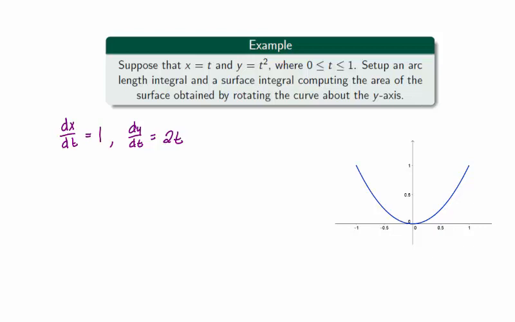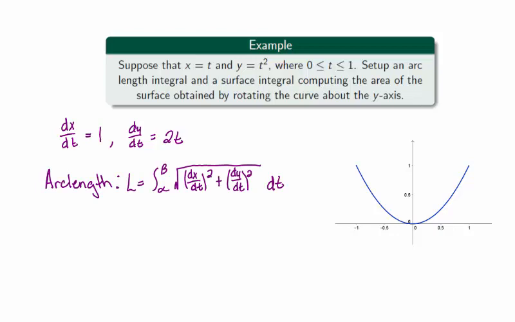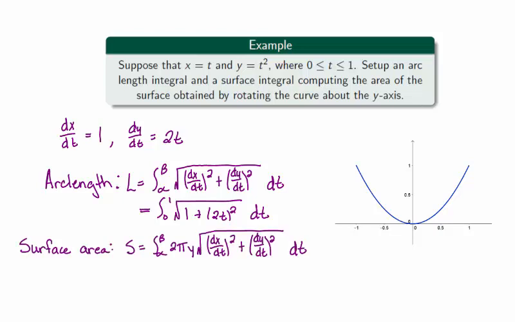So here are our two integrals. For arc length, we get that L is equal to the integral from alpha to beta of the square root of (dx/dt) squared plus (dy/dt) squared dt, which equals the integral from 0 to 1 of the square root of 1 plus (2t) squared dt. And for surface area, we get that S equals the integral from alpha to beta of 2 pi y times the square root of (dx/dt) squared plus (dy/dt) squared dt, which equals the integral from 0 to 1 of 2 pi t squared times the square root of 1 plus (2t) squared dt.